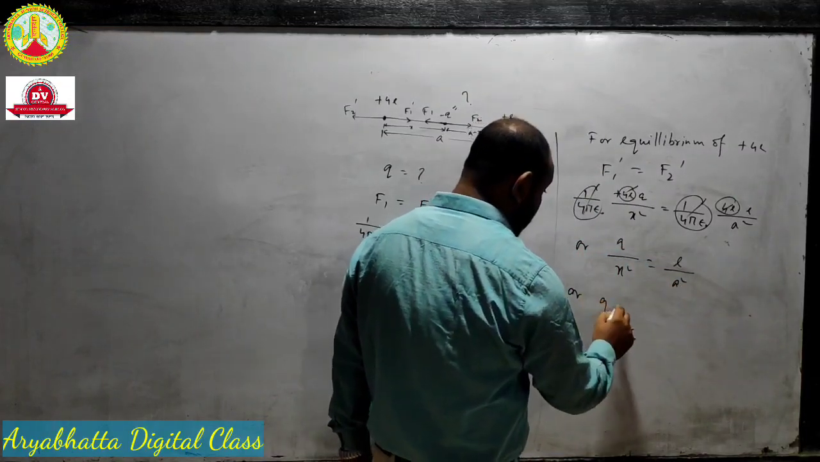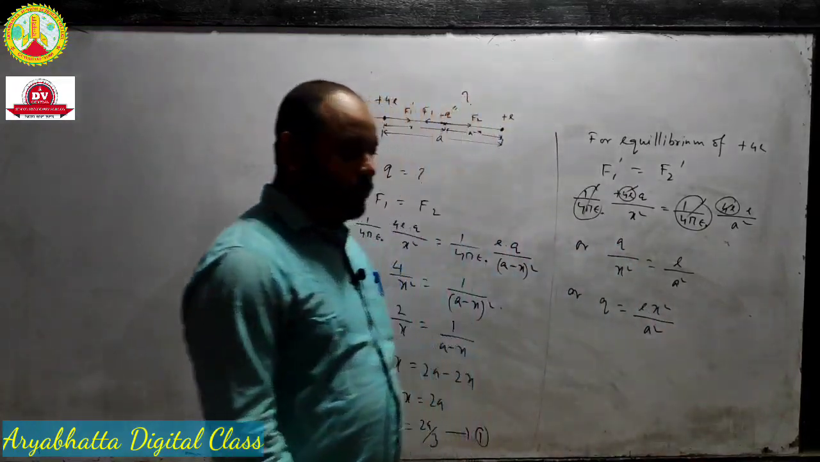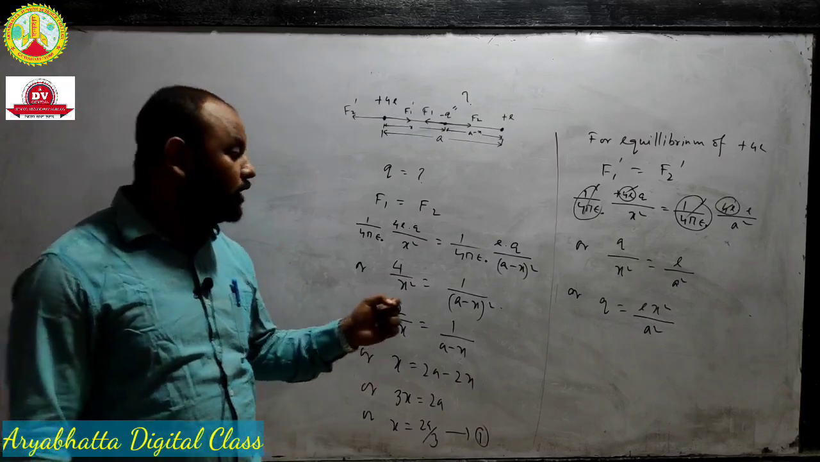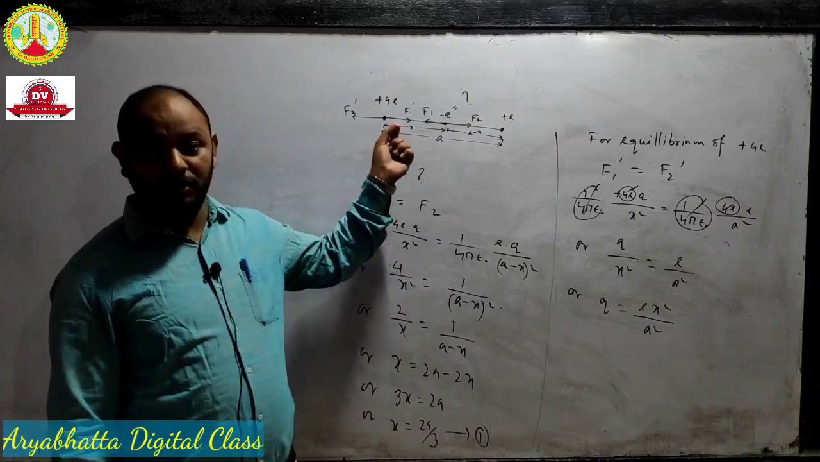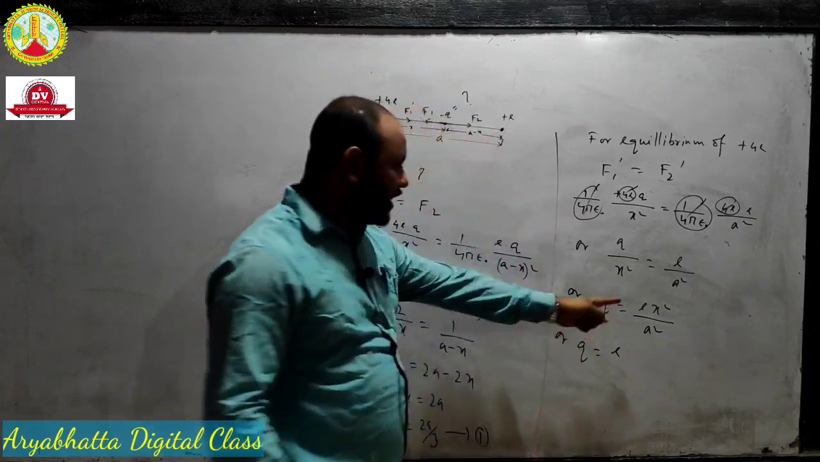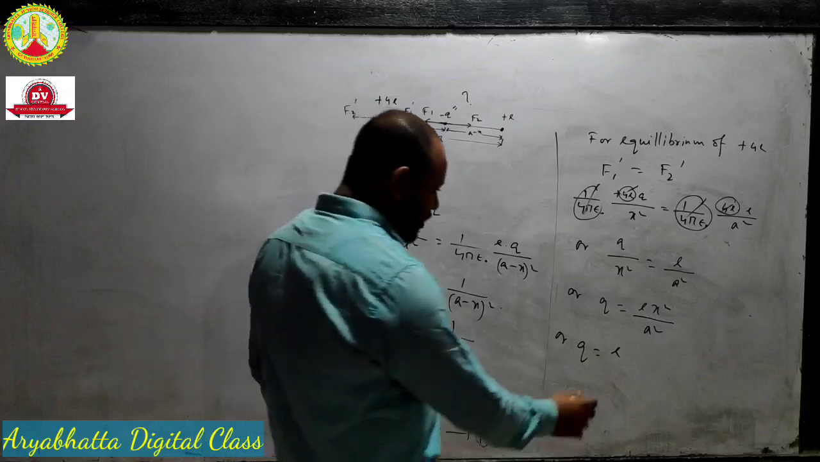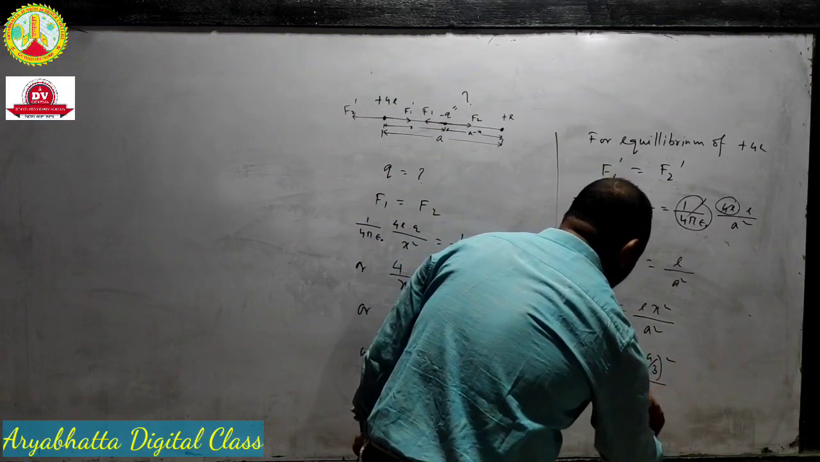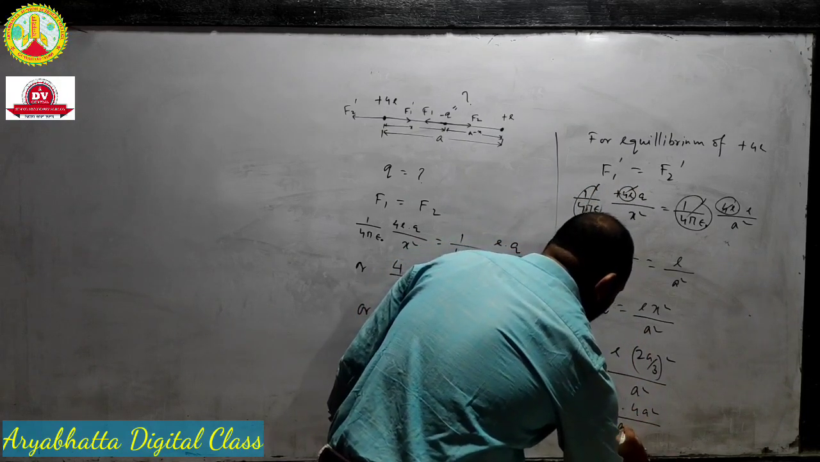Q is equal to e x square by a square. What is the question? We need to find the magnitude of q. Remember, we need to find the magnitude of q, and we have taken the negative sign. Now, put the value of x from equation 1. What is the value of x? x is equal to twice a by 3. In place of x, we put twice a by 3 whole square divided by a square. So it will be e into 4a square divided by a square into 9.